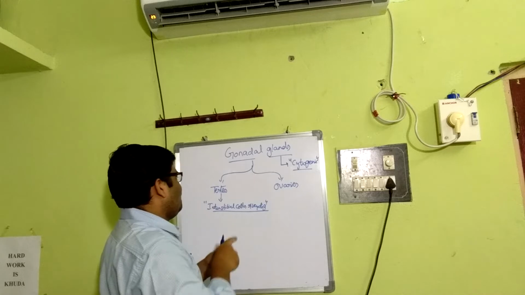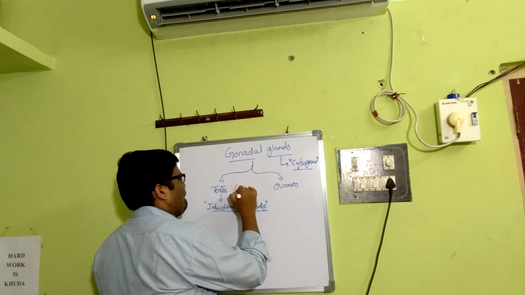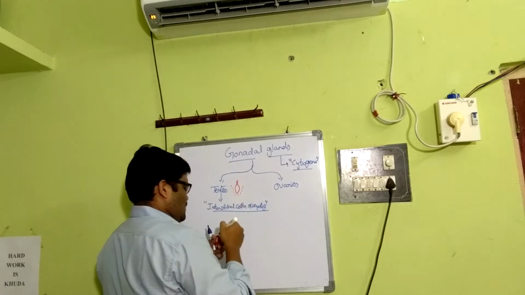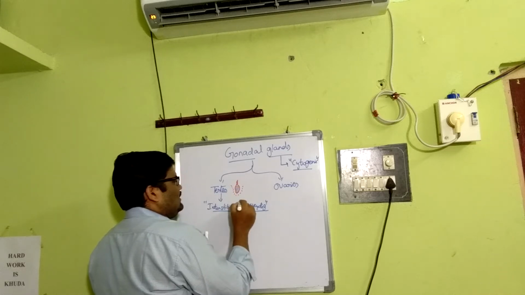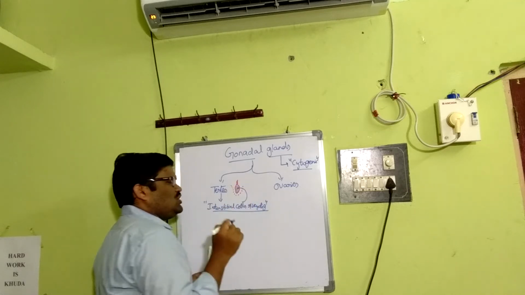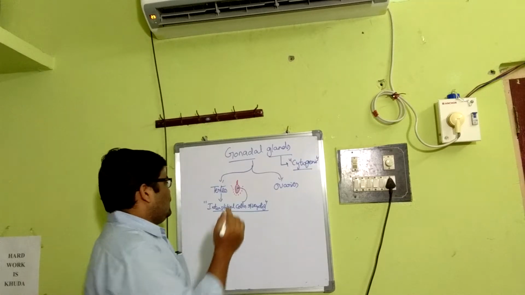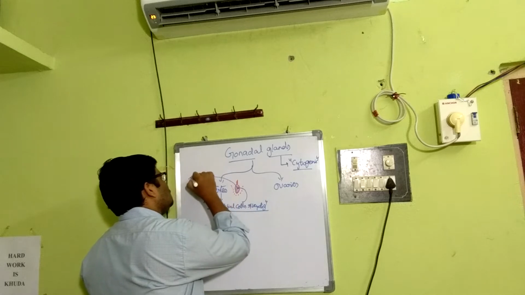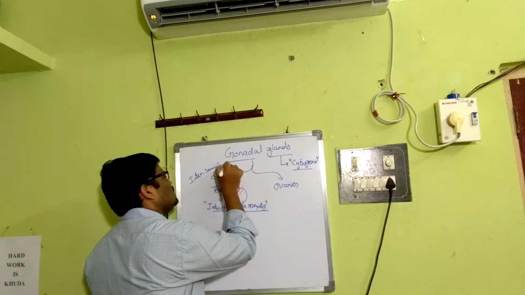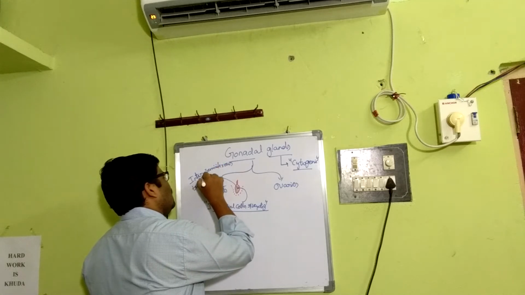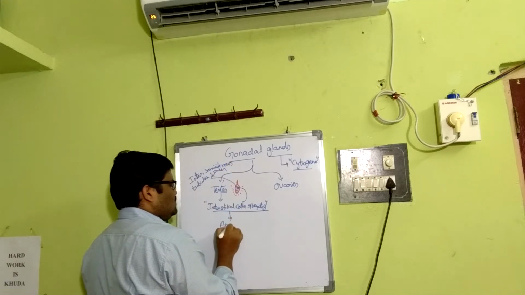Say for instance, a rough sketch. So this will be testis, and the seminiferous tubules. The location of the interstitial cells of Leydig is the interseminiferous tubular spaces. They secrete androgens.